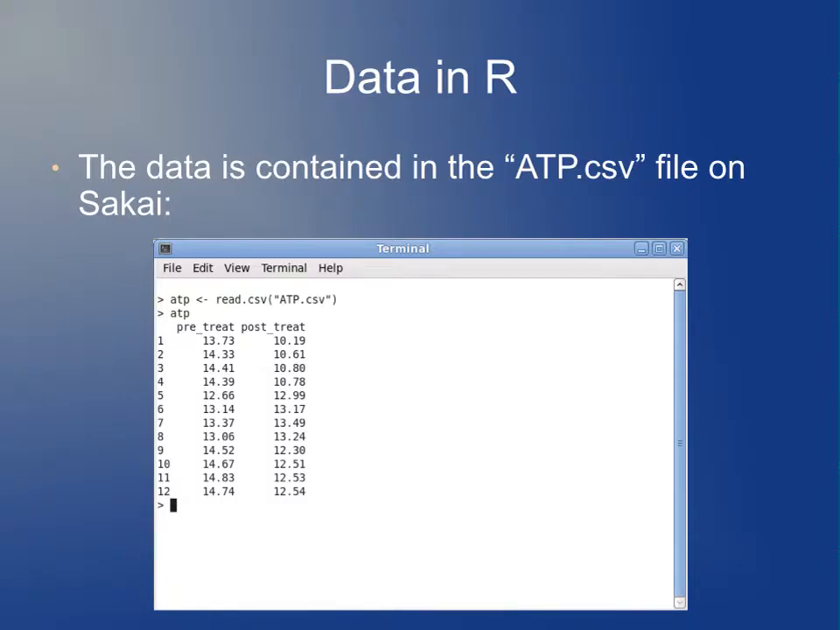It's called atp.csv, and it contains two columns showing the ATP levels pre-treatment and the ATP levels post-treatment. And each row is a given mouse. The left are the pre-treatment ATP levels, the right are the post-treatment ATP levels. And just eyeballing it, it looks like in general the ATP levels are lower post-treatment, but we want to perform a rigorous test of that hypothesis.